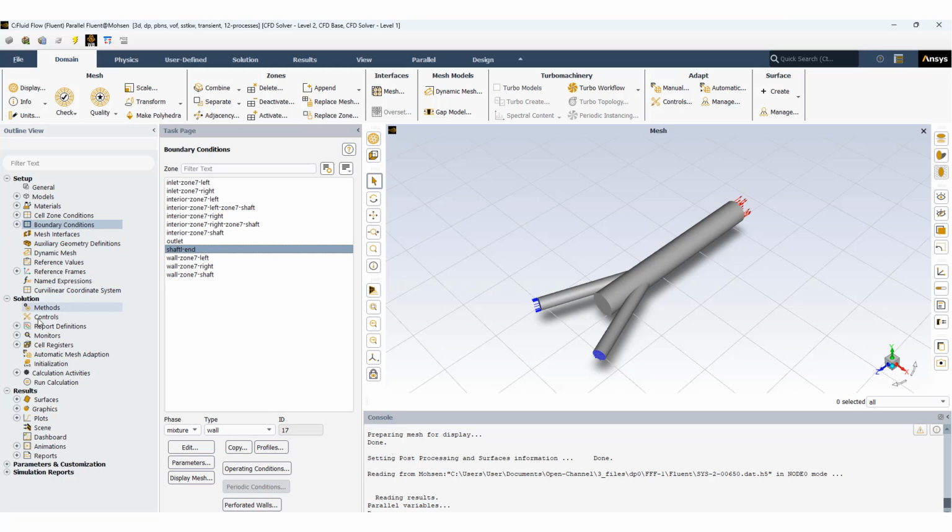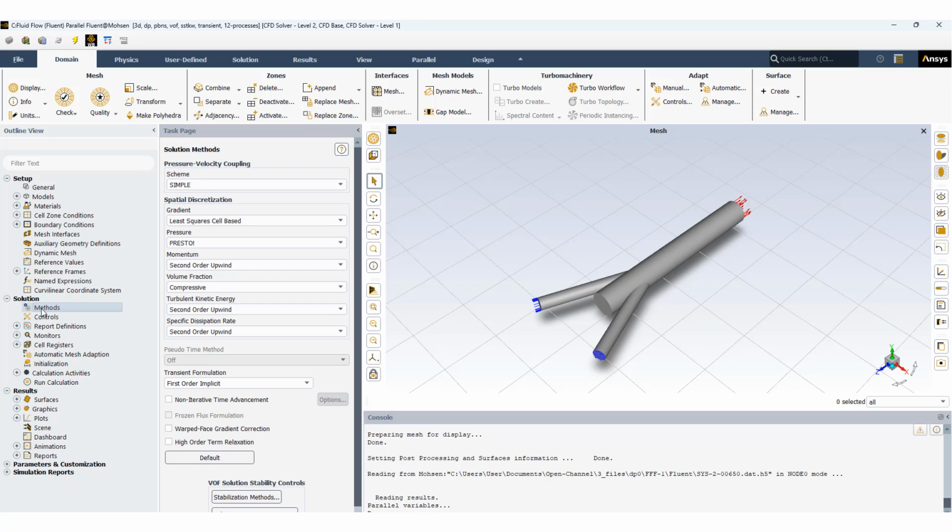Let's see what else we have. Methods, again the same. Be careful that here I use SIMPLE to see what's going on between pressure and velocity. PRESTO, be careful, is the scheme that we use for pressure discretization, and second order we use for the discretization of the momentum, turbulence, and other parameters here. I keep the controls as is, so the same level of the normalized residuals here.